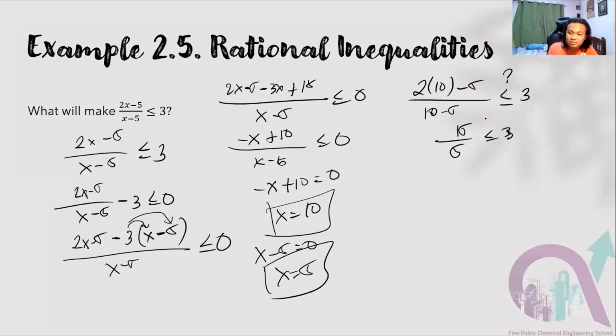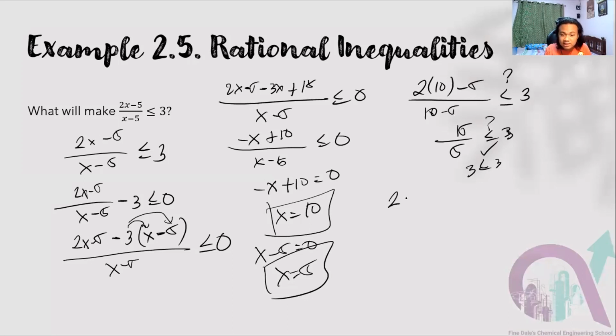Okay, so are they the same? So is it less than or equal to? But 15 divided by 5 is 3, right? So check. It is equal to 3. Okay, so check, because it is equal to 3.